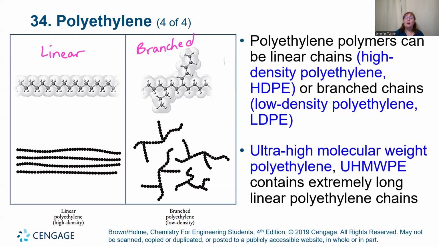Okay, and that might be an example of a low density polyethylene. You can also have extremely long linear chains right here. This might be an example of your very, very long chains, maybe an ultra high molecular weight polyethylene, which just has really, really long chains going on. So branched chains over here and linear chains over here.